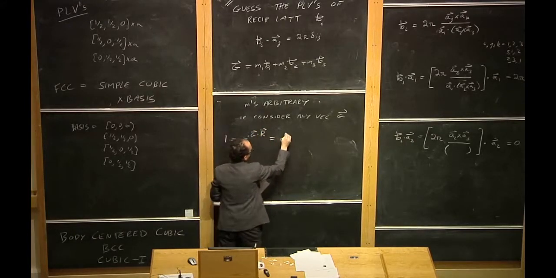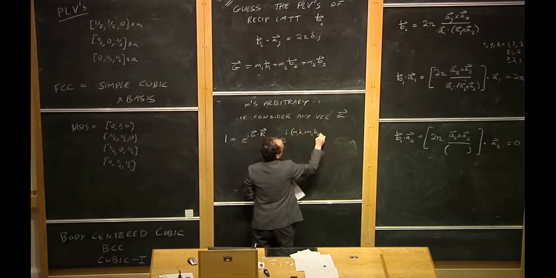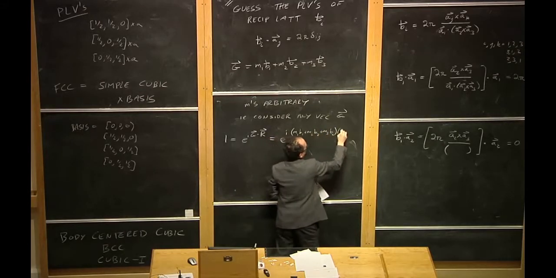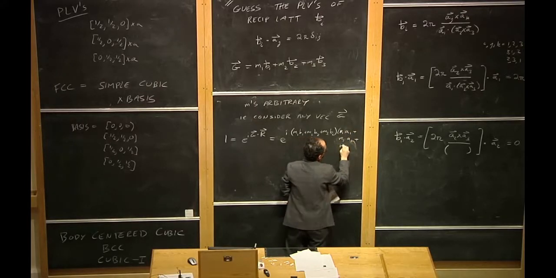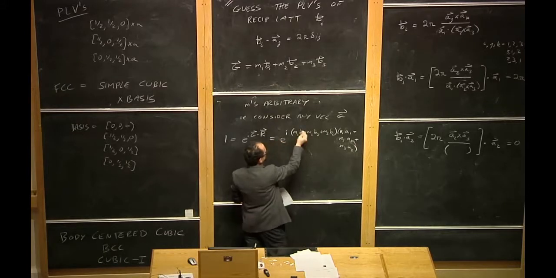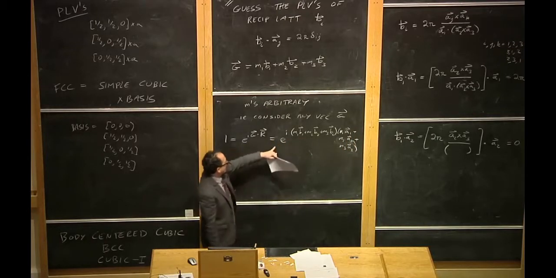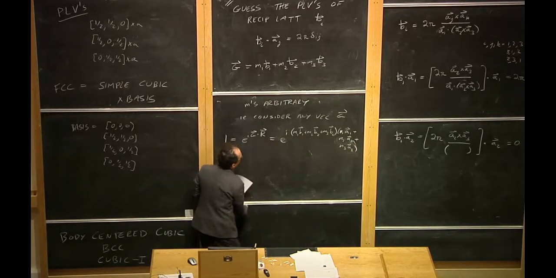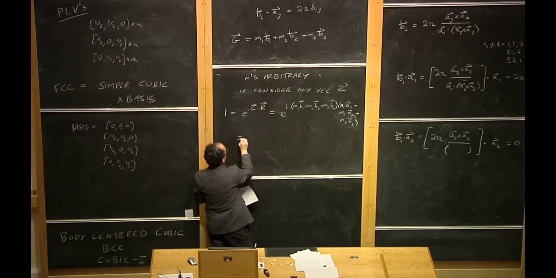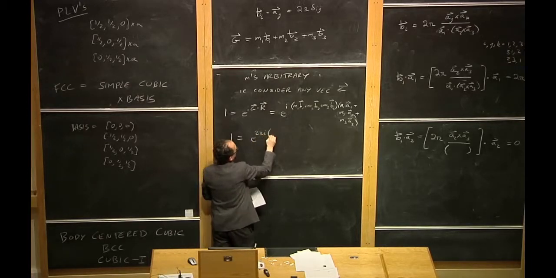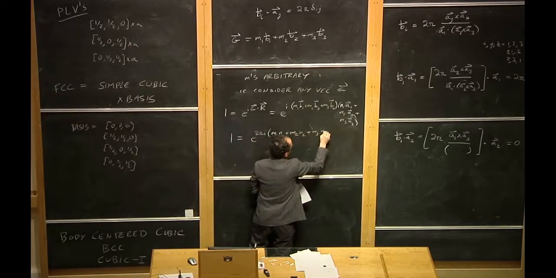Okay, what does that mean? e to the i, G is m1 B1 plus m2 B2 plus m3 B3, dotted with R, which is n1 A1 plus n2 A2 plus n3 A3. If I'm going to impose the condition e to the i G dot R equals 1, I have to impose the condition that this thing equals 1. Well, using our orthogonality condition B_i dot A_j equals 2 pi delta ij, that is 1 equals e to the 2 pi i times (m1 n1 plus m2 n2 plus m3 n3).